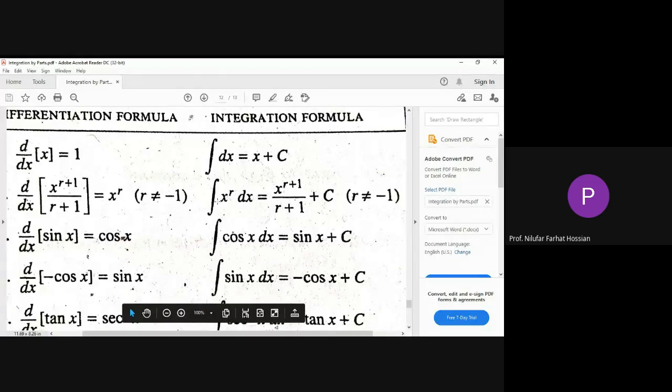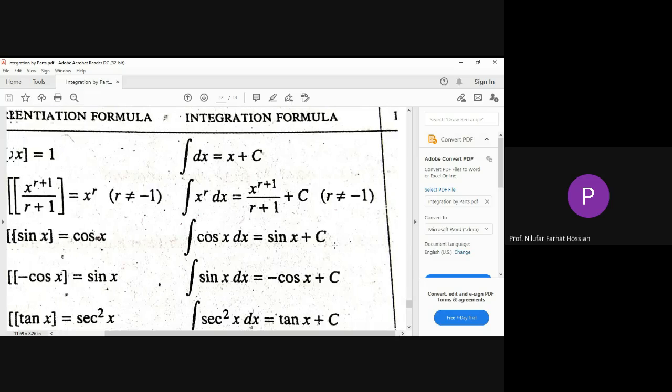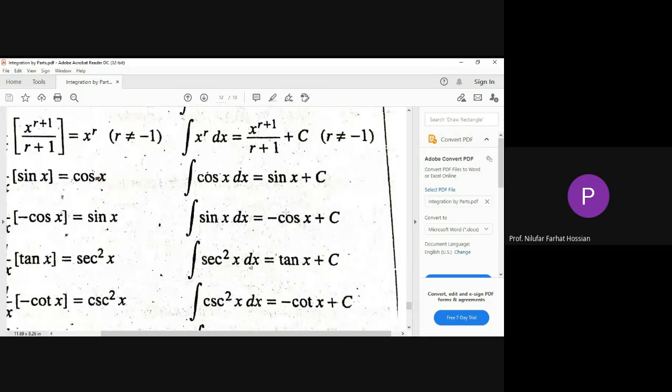These are the integrations. You see, integral of x to the power r dx is x to the power r plus 1 divided by r plus 1. Here, r cannot be equal to minus 1, because if r equals minus 1, the whole thing becomes infinity. If r equals minus 1 means what? It is actually 1 over x. x to the power minus 1 means 1 over x, and integral of 1 over x is log x. You see, integral of cos x is sine x. Integral of sine x will be minus cos x.